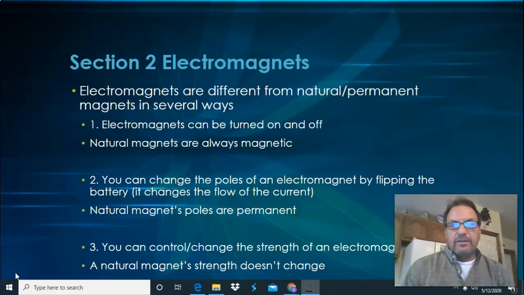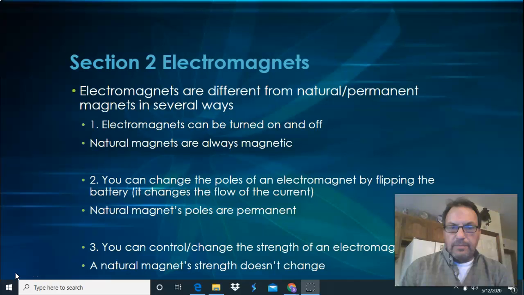Also, electromagnets are different from natural or permanent magnets in several ways. Electromagnets can be turned on and off. Natural magnets are always magnetic, and that's just a lot of common sense. We've seen those that we've used in the classroom, either the little small neodymium magnets or the other horseshoe magnets. We couldn't turn those off. Those were always going to have a field, whereas the electromagnet is going to be able to be turned on or off depending on if the battery was connected.